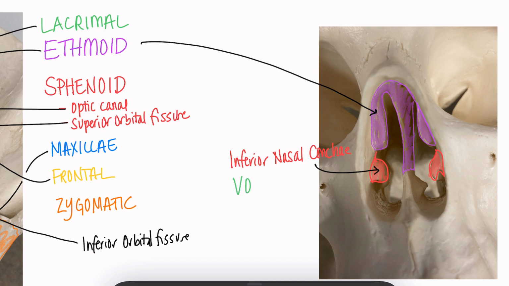The vomer can be seen here. And you can see again in this picture that the bottom of the nasal passages are actually formed by the maxilla.